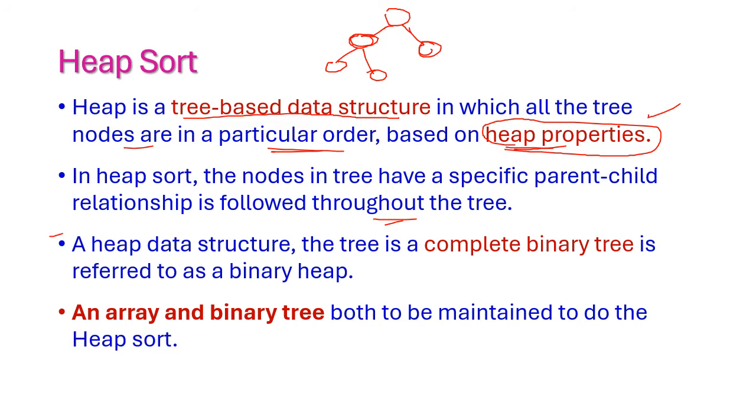Here the heap data structure, the tree is a complete binary tree. The tree should be a complete binary tree, which is referred to as a binary heap. Here the heap sort maintains both an array and a binary tree. Throughout the program we need to maintain an array as well as the binary tree.